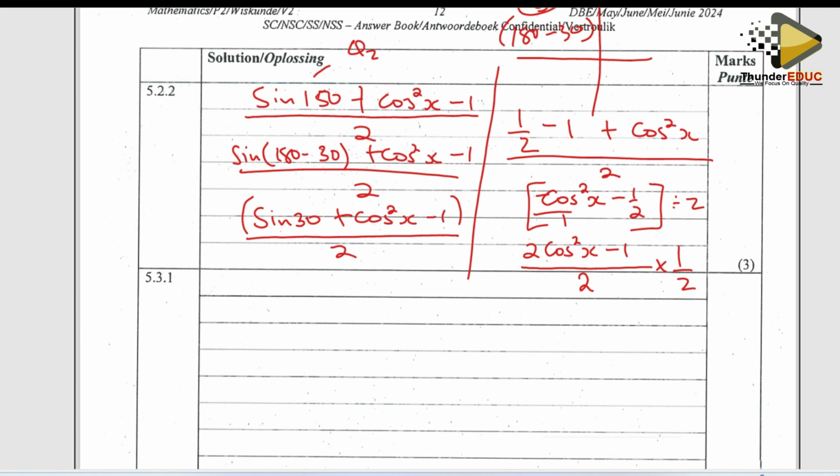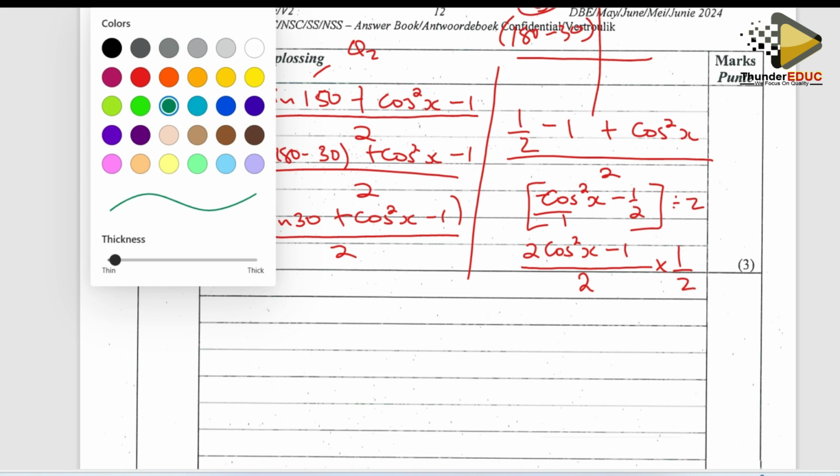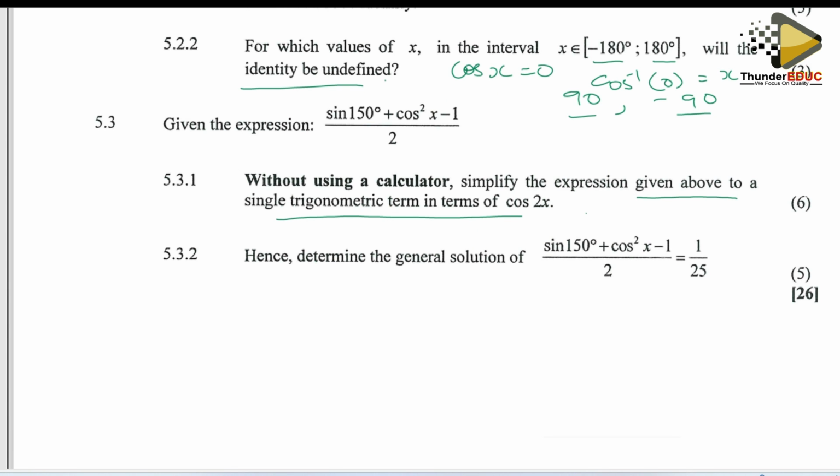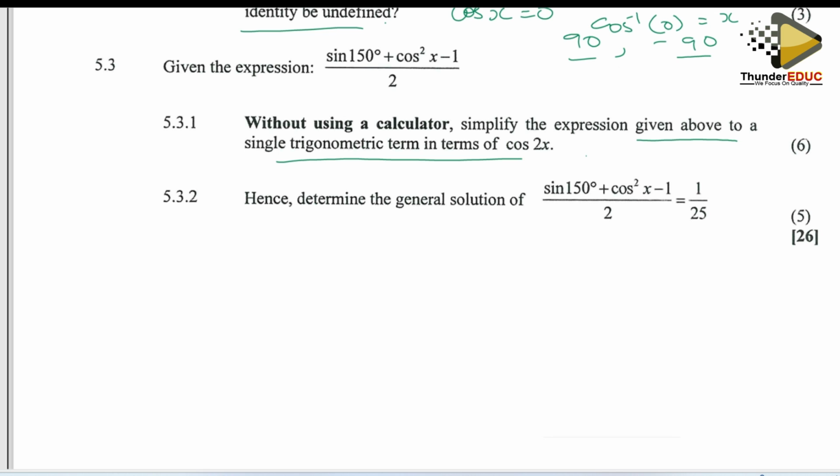And then I know that 2 cos squared minus 1 is the same as cos 2x, over what's 2 by 2, that's a 4. So I can call it cos 2x over 4, or simply a quarter cos 2x. So that is the single trig ratio that they wanted. Then, hence or otherwise, determine the general solution of this whole thing is equal to this.